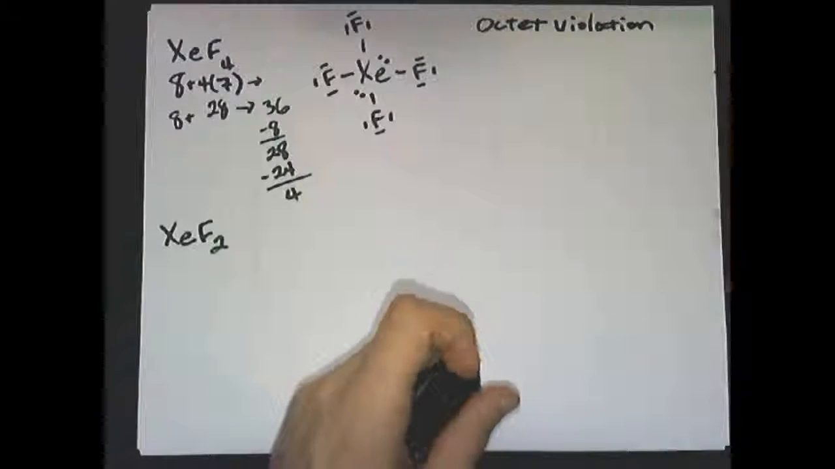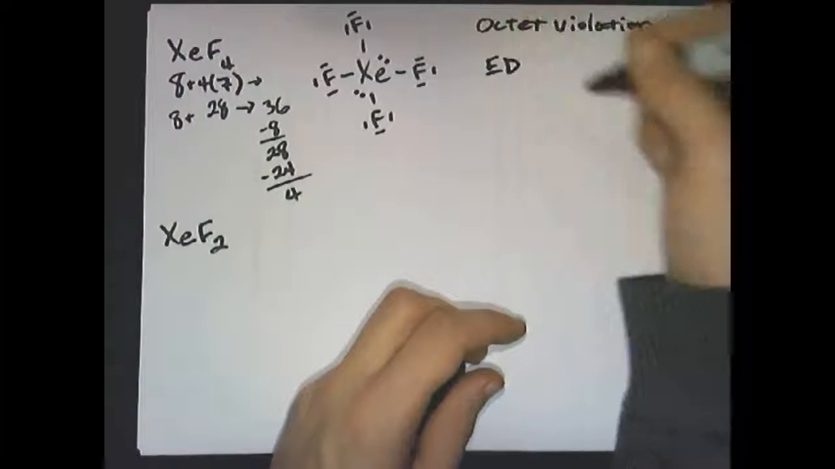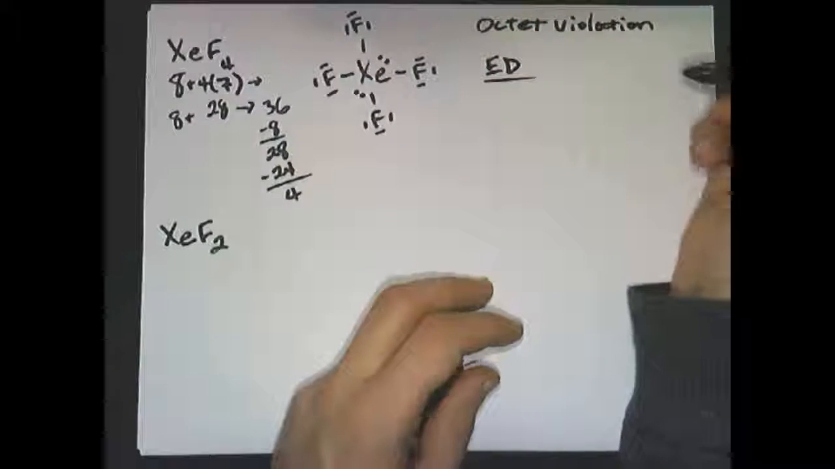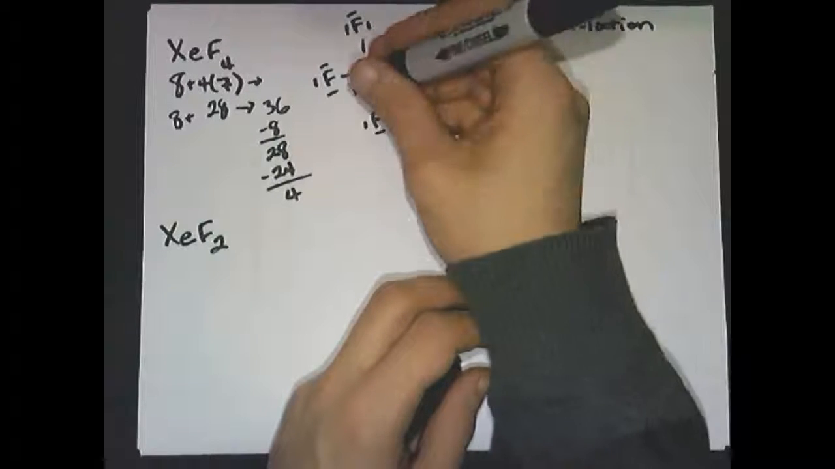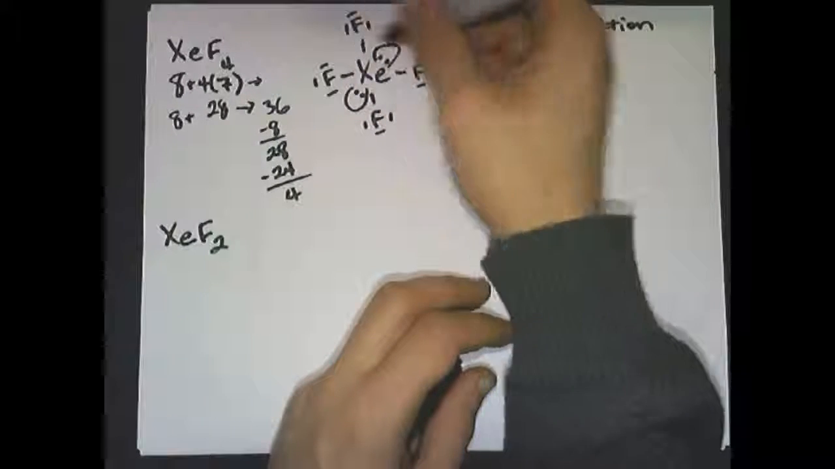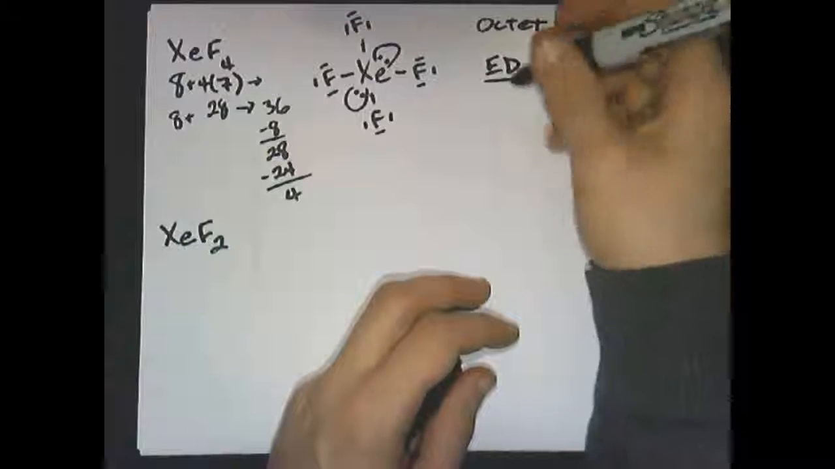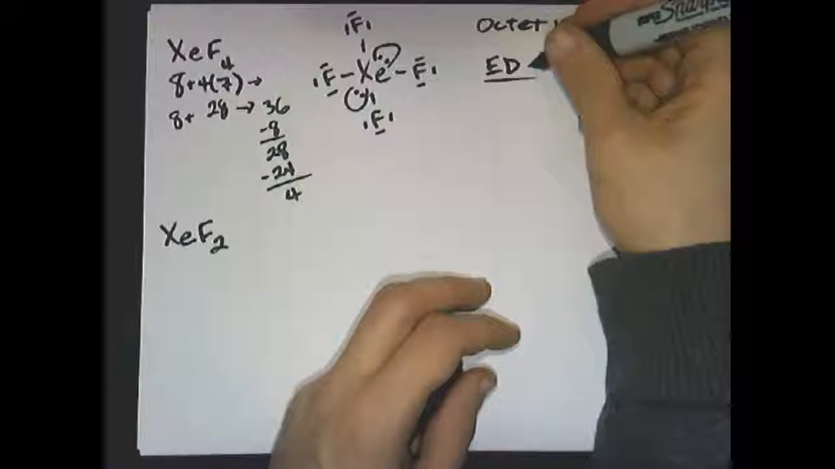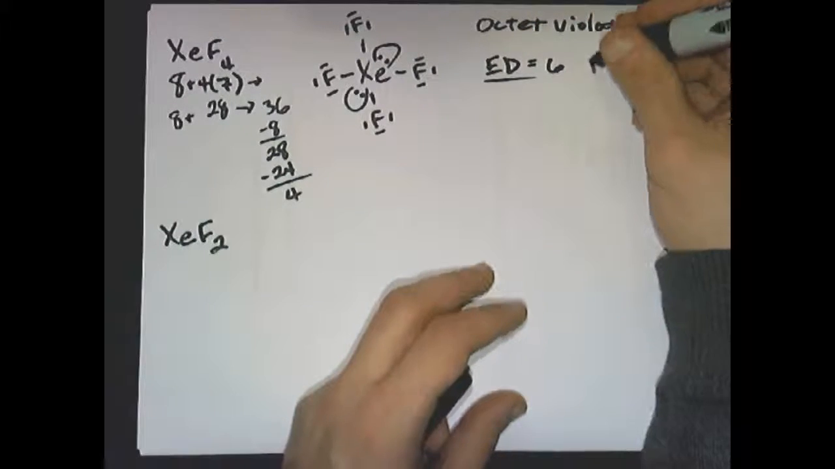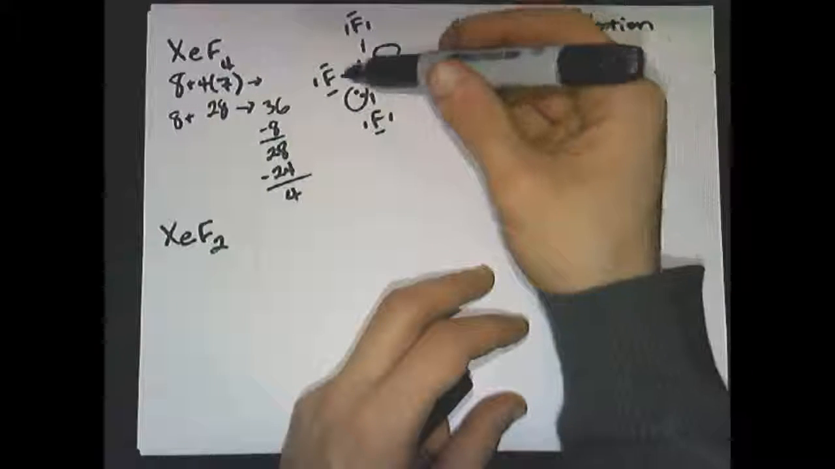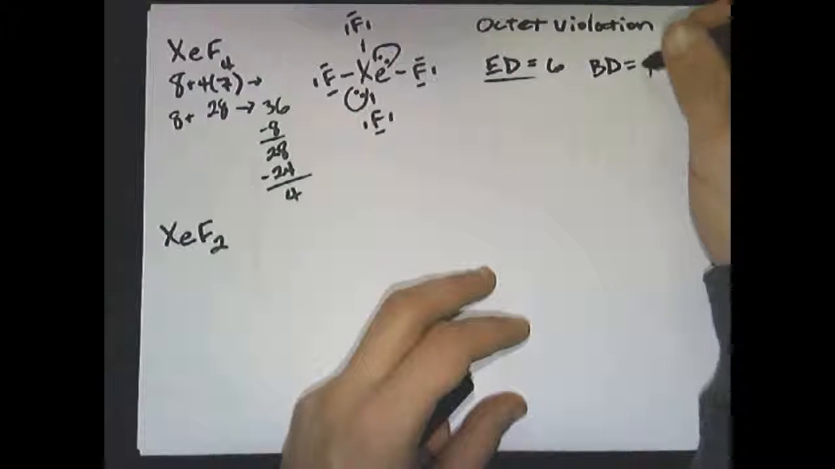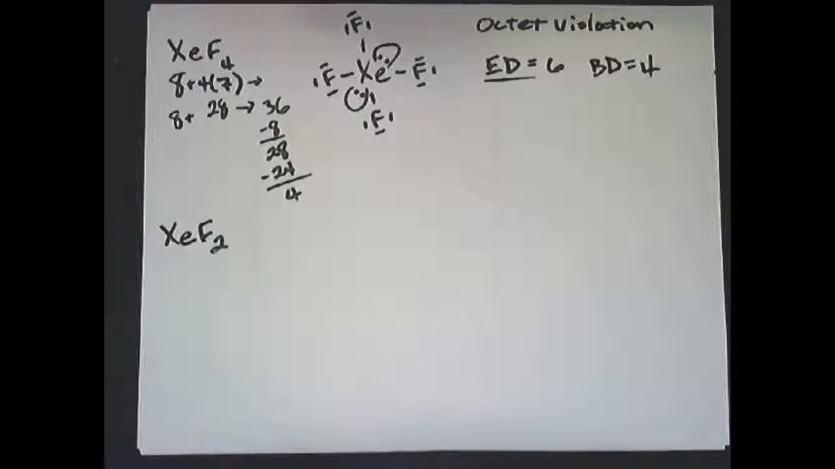Okay, so how many electron domains are there on our xenon? Well, let's think about that. Why don't you come up with an answer? Great! You came up with an answer. How many electron domains do we have? Well, we've got 1 lone pair, 2 lone pairs, and 1, 2, 3, 4 bonding pairs. So that's a total of 6 electron domains. And if we want to come up with bonding domains, well, we can just count all of our different bonds. We've got 1, 2, 3, 4 bonding domains. Cool! That was super easy.